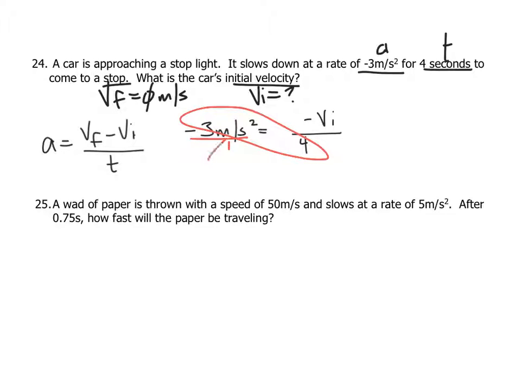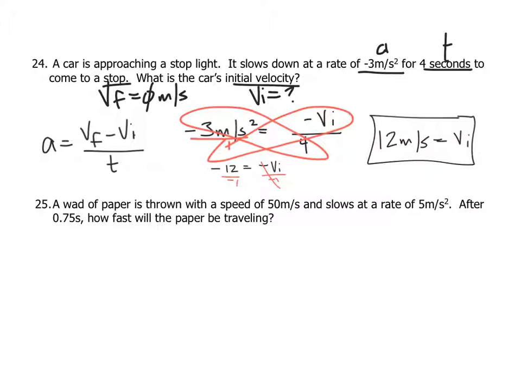-3 times 4 and 1 times a negative VI. So -3 times 4 is a -12. And 1 times a negative VI is a negative VI. And to get rid of that negative, I simply divide both sides by a -1. The ones cancel. And a -12 divided by a -1 is a positive 12 meters per second as my initial velocity.